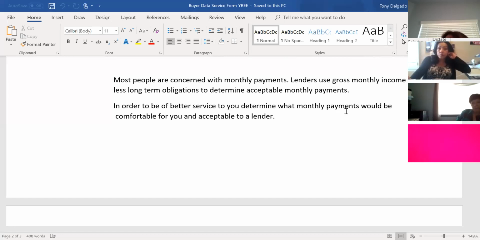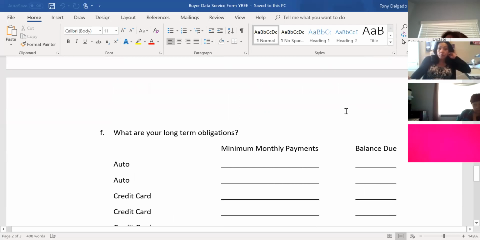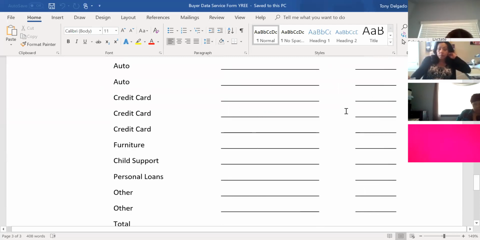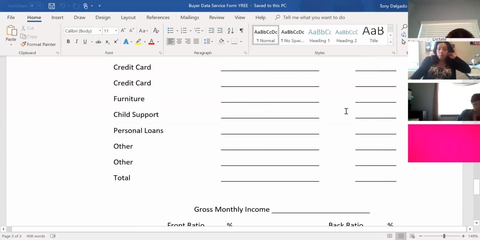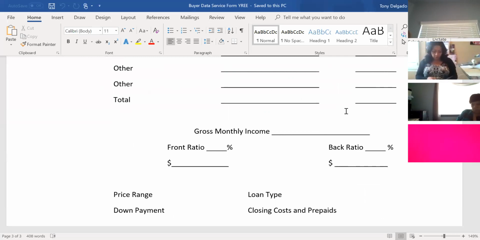Now, if I'm sitting with a little first-time home buyer, guys, I'll go through letter F, obligations. What are some of the payments that you've got every month? What's the minimum on the credit cards, the furniture, child support? Do you have any signature loans? And I will literally sit down, guys, and do like a 3143 on an FHA loan.